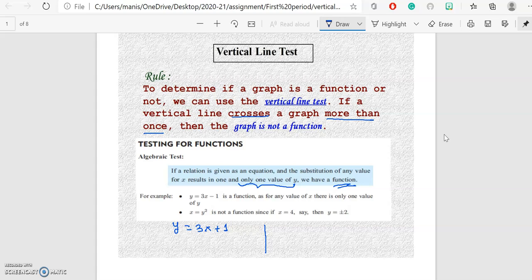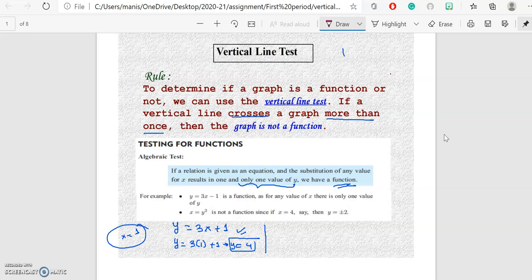I am taking a value of x as 1. You can take any value of x, but I'm just taking x as 1. So when I substitute 1 over here, it gives me y is equal to 3 times 1 is 3, plus 1, that's 4. So as you can see, when my value of x is 1, the value of y is 4.